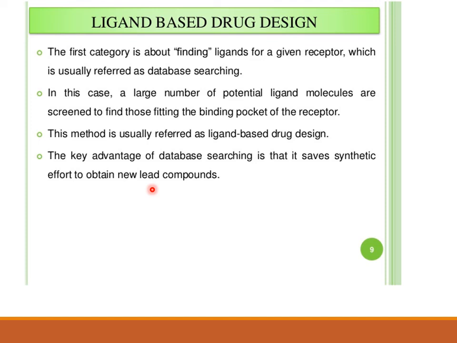That is why, in ligand based drug design, the first category is about finding ligands for a given receptor, which is usually referred to as database searching. In this case, a large number of potential ligand molecules are screened to find those fitting the binding pocket of the receptor. This method is usually referred to as ligand based drug design. The key advantage of the database is that it saves synthetic effort to obtain new lead molecules.